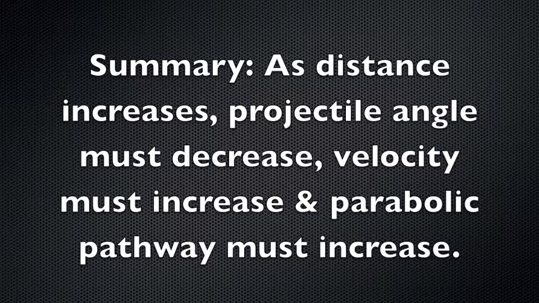So what we've learned from these clips is that in order to achieve horizontal accuracy, we must know the distance in which our projectile must go. So if the distance is further away, the angle at which we hit the projectile must decrease in order to achieve that increased parabolic pathway. Also, velocity must increase in order to make the parabolic pathway last longer.